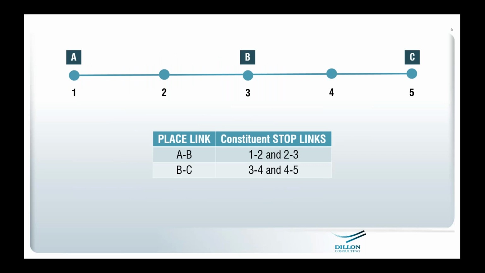And just to give you an understanding of how this geometry works, pretend we've got a route here that's 5 stops, and we've got 3 timing points or places A, B, and C. So a place link is defined as, in this case, from A to B, and it has 2 constituent stop links, 1 to 2 and 2 to 3. Similarly, B to C is another place link, and it has 2 constituent stop links as well, 3 to 4 and 4 to 5. So, fairly straightforward, but that's how we're trying to organize the data.